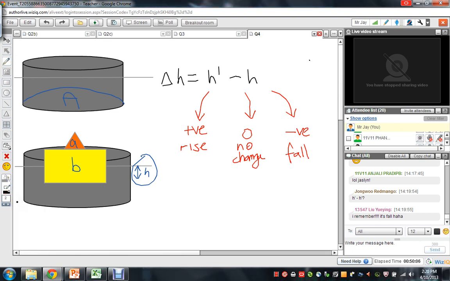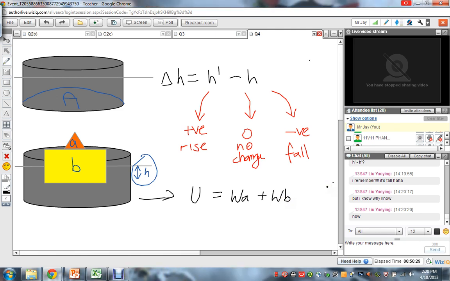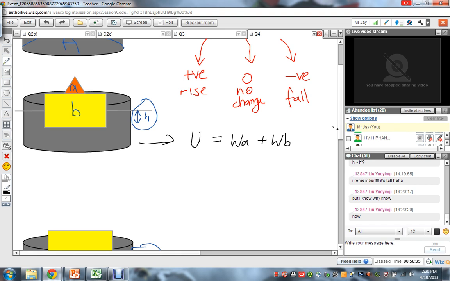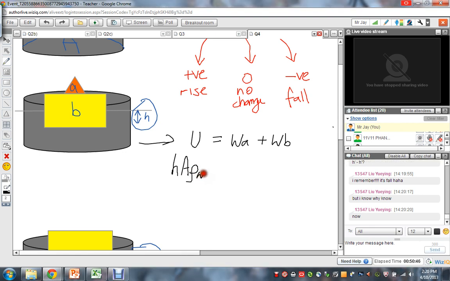Now, look at this case. Both of these objects are floating, right? If both of these objects are floating, we have the principle of flotation. U, the total upthrust, equals the weight of the anchor plus the weight of the boat. Let's derive it. Upthrust is equal to the weight of the fluid displaced. So it is H times the base area times the density of water times G.